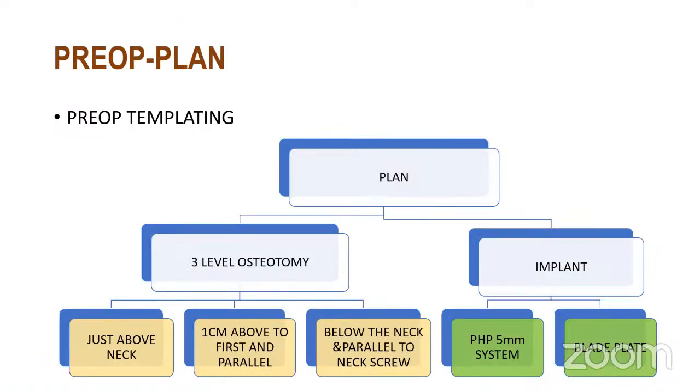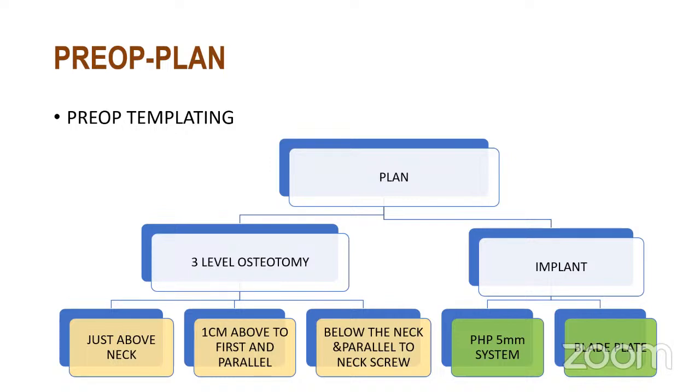So I'm planning a preoperative plan with templating. I'm planning to do a 3-level osteotomy, a Moses osteotomy: one just above the neck, another at least 1 centimeter above the first, and the third osteotomy below the neck and parallel to the neck screw or blade. And for the implant of choice, I have 2 choices: a PHP system, the pediatric hip plate, we can use.